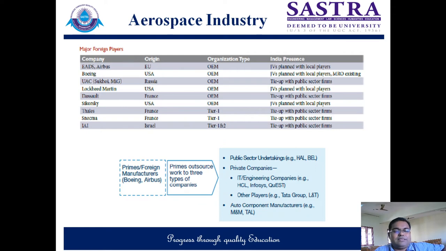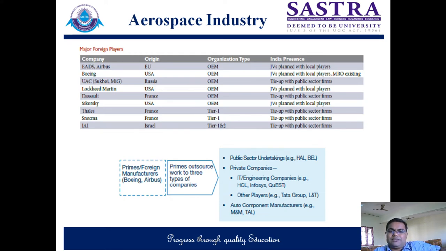Lockheed Martin, again a USA company, came to India only 2 years back, and now they have started working on avionics systems. They had some tie-ups with local players. Dassault is from France. This is also an original equipment manufacturer, a multinational company. They also had some tie-ups with local players, like Safran Aerospace, which has a very good tie-up with Dassault.